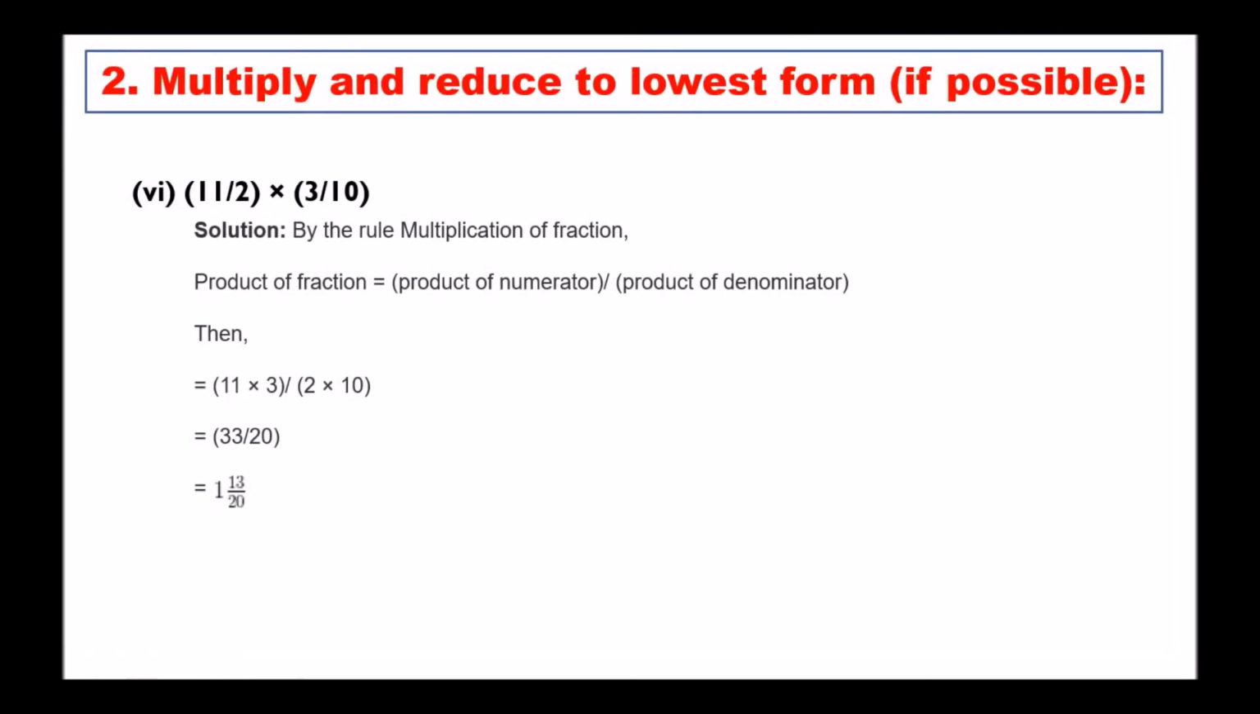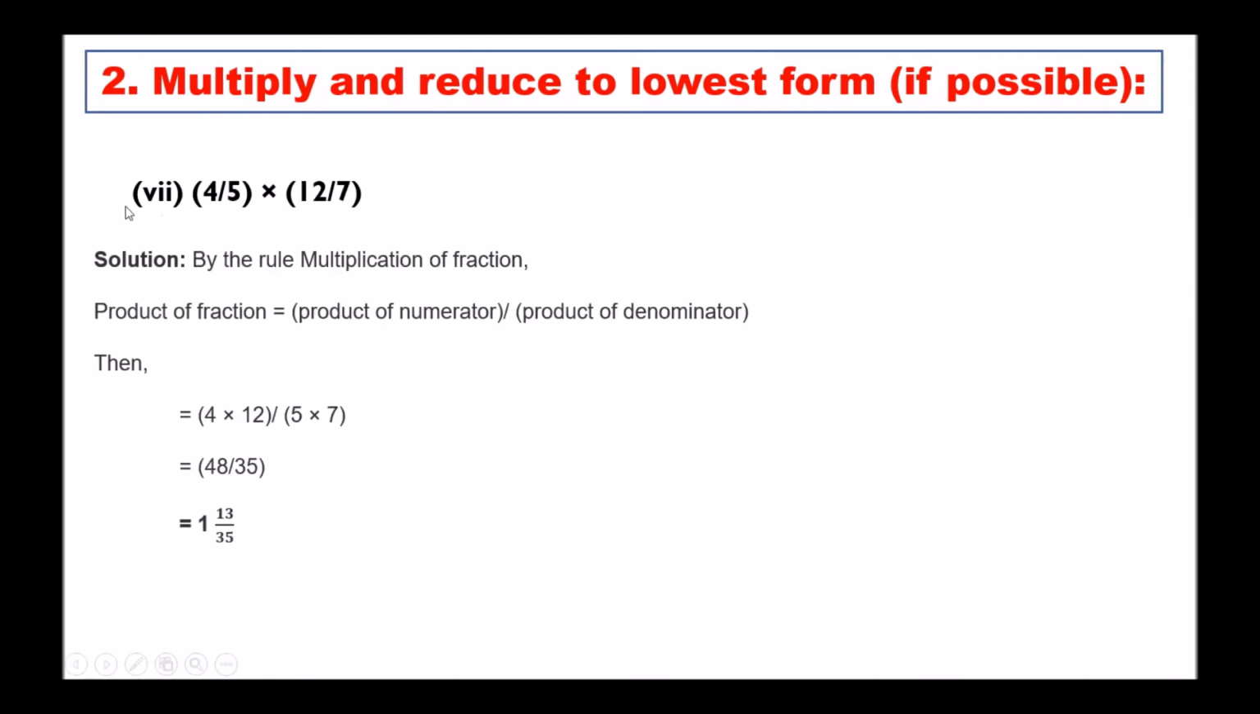Next, 11 upon 2 into 3 upon 10. So the numerators are 11 and 3. So 11 into 3 and denominator is 2 into 10. So 11 into 3 divided by 2 into 10. That is 33 divided by 20. We can convert this into mixed fraction, that is 1 and 13 by 20.